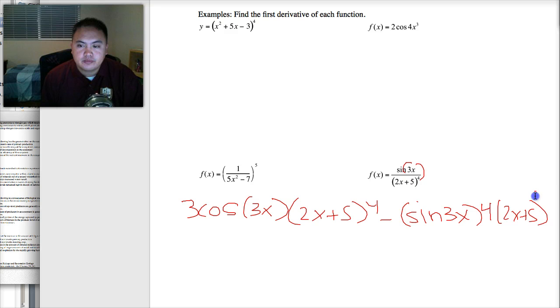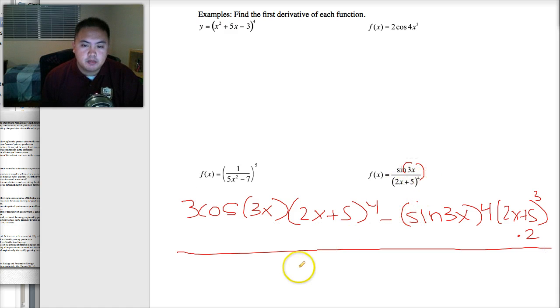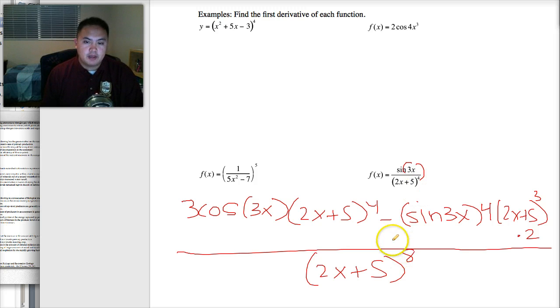And then, running out of space here laterally, times the derivative of the inside, which in this case is just 2. And this is all over the denominator squared. So if I squared this bottom, it would actually be (2x + 5) to the 8th power, because 4 times 2, like if I square this to the 4th power, now becomes to the 8th power.